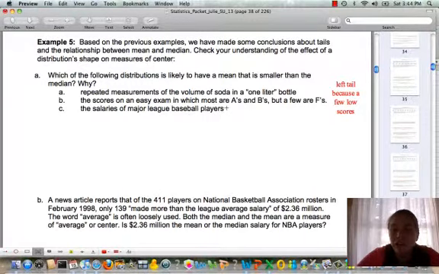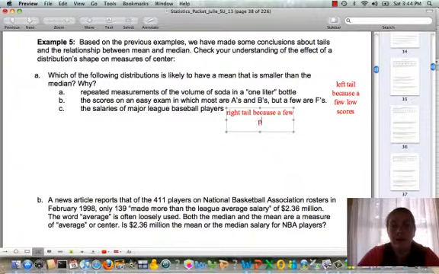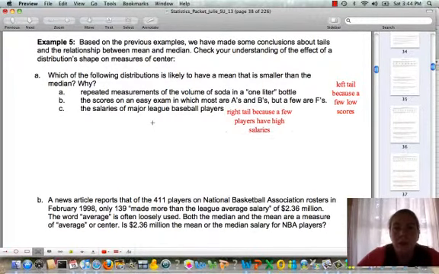C, salaries of Major League Baseball players. In Major League Baseball, there are a few players that make high salaries. So this would be a right tail because a few players have high salaries. We want to know which one has a mean that is smaller than the median. Remember, if the mean is below the median, that's going to pull the tail to the left. So this would be example B.